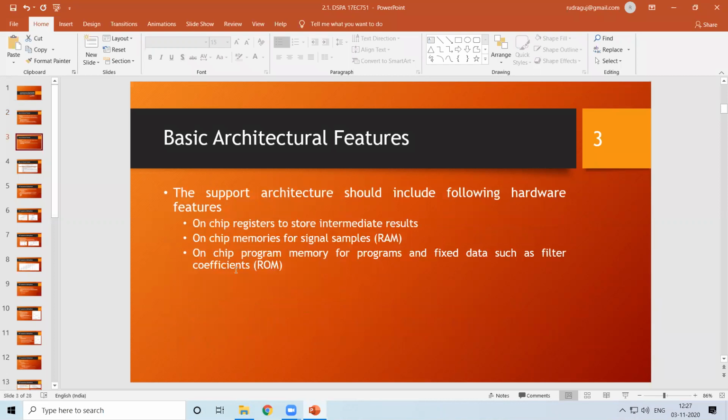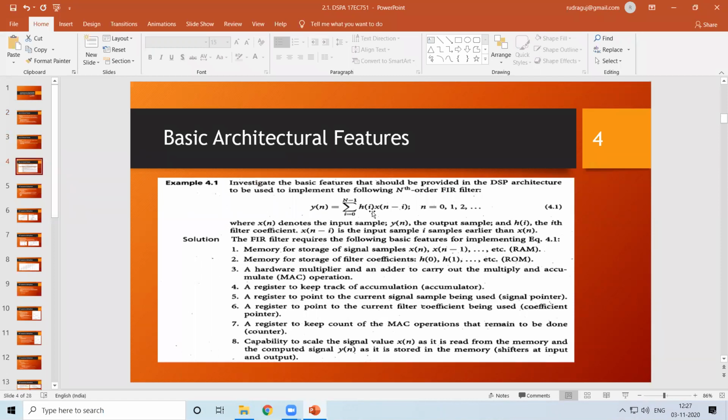Then apart from that, we have the on-chip registers and memories which are required, that is the registers, RAM and ROM. So we saw an example based on the nth order FIR filter: what are the features which the DSP architecture would use to implement this? We require memory to store the filter coefficients. We require memory to store the signal values. We require memory or register to store the result. Then we require a MAC unit to perform the multiply and accumulate operation.